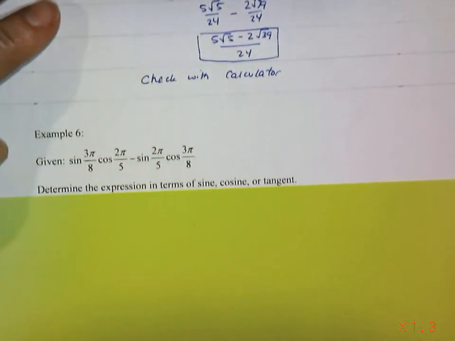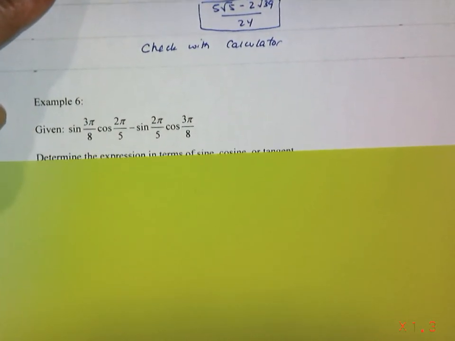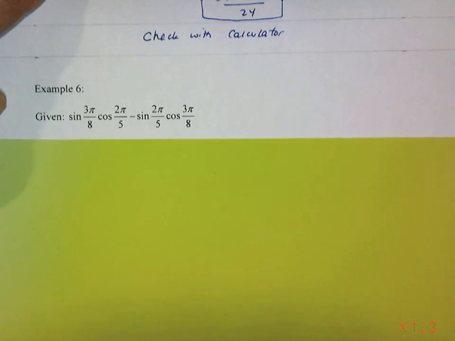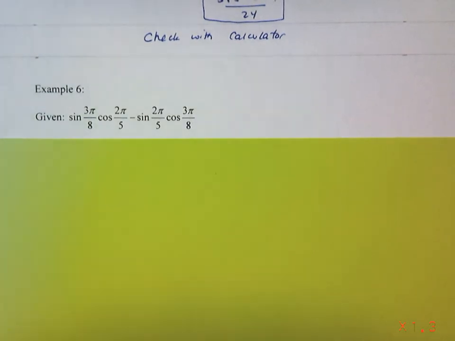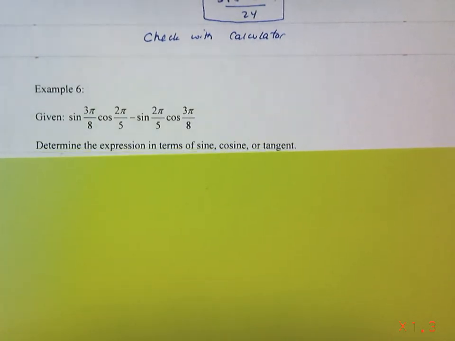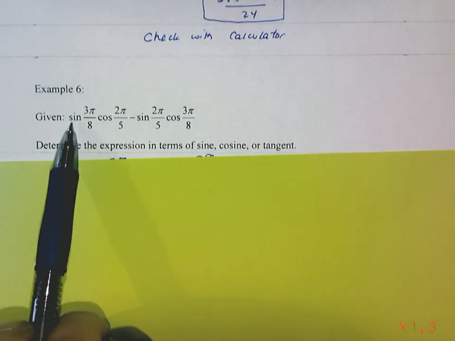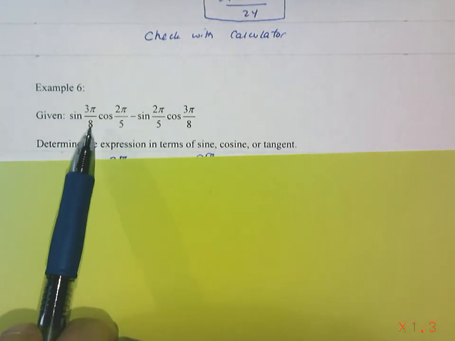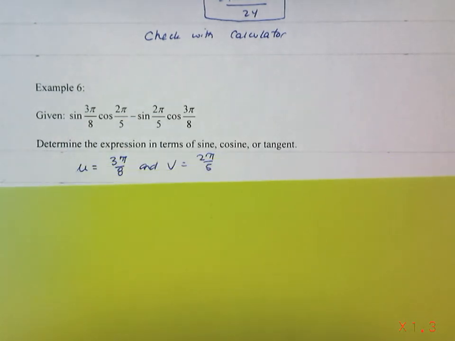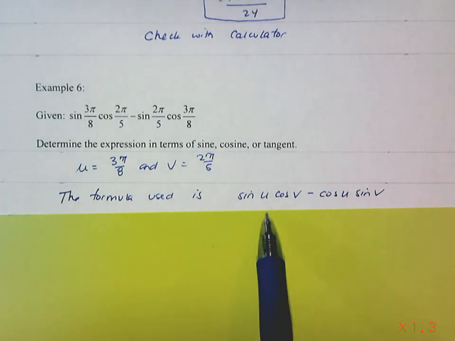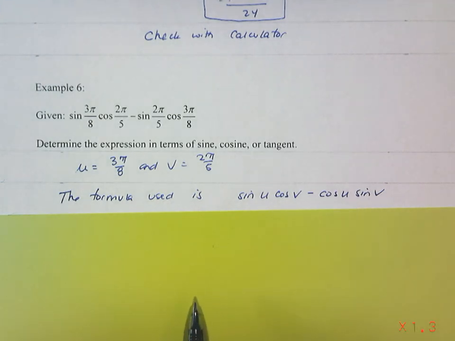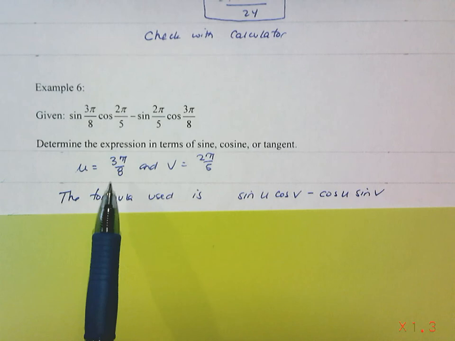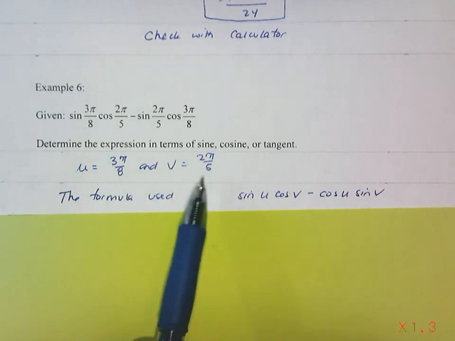The last example is just a matter of recognizing the formulas. So what I look at is I have this angle, this formula with sine and cosine, minus sine and cosine. And the formula that does that is going to be sine u cosine v, cosine u sine v. So then I could recognize u is equal to 3 pi over 8, and v is equal to 2 pi over 5.